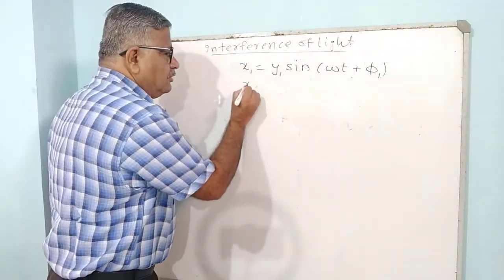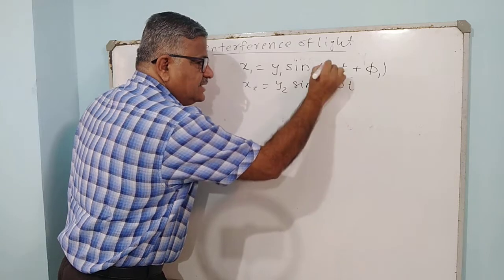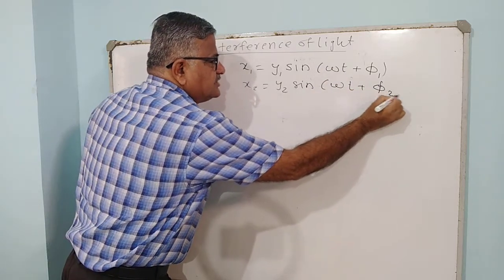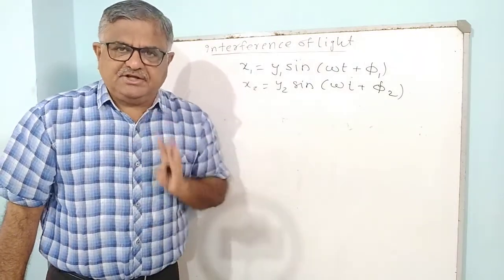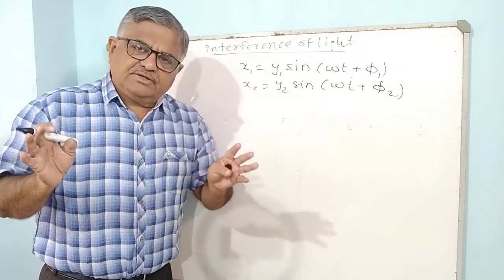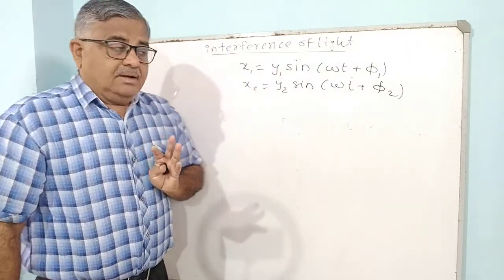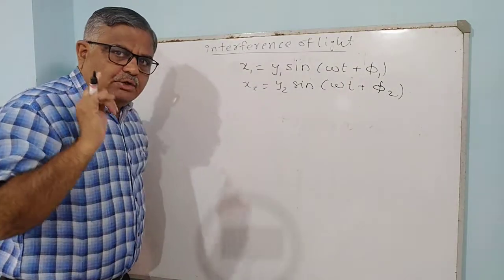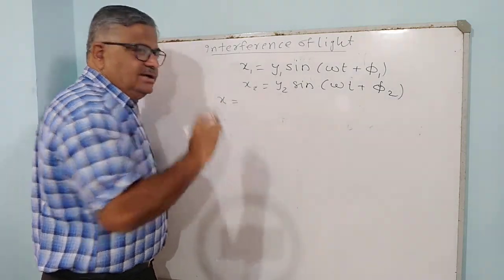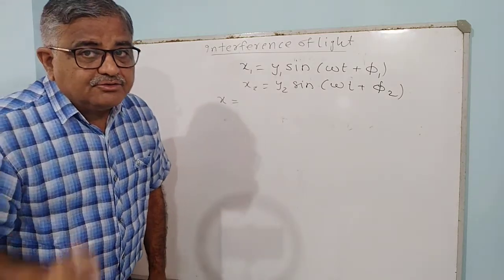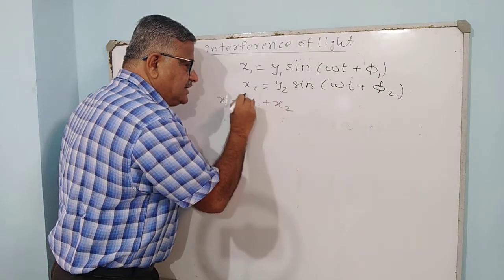There is a second wave, suppose, of which the equation is x2 is equal to y2 into sine of omega t. Omega is the same. Their angular velocity, that is wavelength, is the same, period is the same for those two waves. This is the basic condition. Even if this condition is not obeyed, interference will occur, no doubt. But for systematic study, we have taken these two equal. Now let us suppose that at certain point P, the two waves arise simultaneously, and suppose that the resultant displacement at that point is x. Now according to the principle of superposition of waves, the resultant displacement will be given by x1 plus x2.